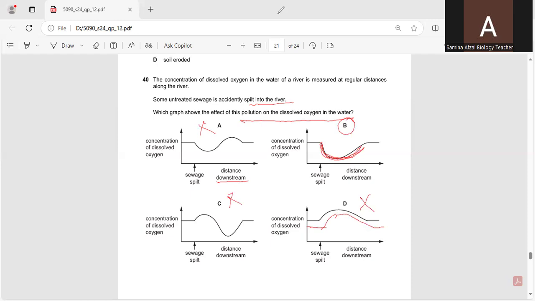Now student, it was all about part 2, in which we have discussed question number 21 to question number 40 from paper 1 of May June 2024.